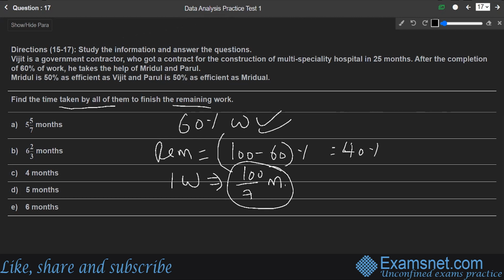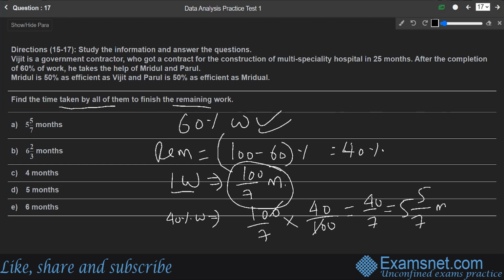Here only 40% of work is to be finished. So if one work is to be finished in 100 by 7 months, how much will it be for 40% work? It will be obviously 100 by 7 into 40% of the work, that is 40 by 100. If we multiply like this, 100 gets cancelled and we are left with 40 by 7, which is nothing but 5 by 7 months. So the remaining work will be covered in 5 by 7 month by all of them together.